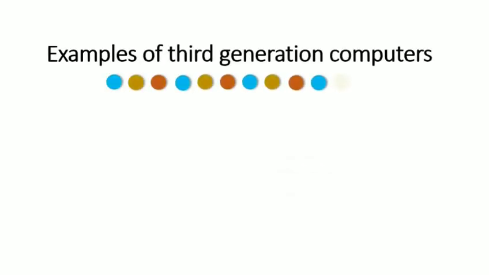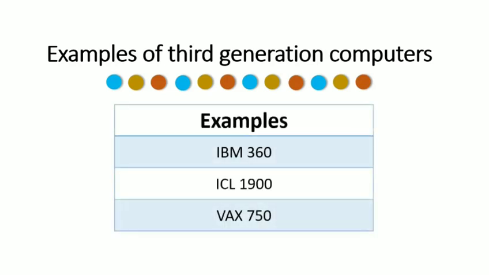Examples of third generation computers are IBM 360, ICL 1900 and VAX 750.